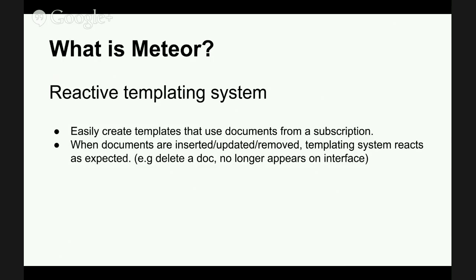So if you, in your collection, delete a document that's within that collection, then the templating system will automatically recalculate itself without you having to do anything from the code perspective or from the user perspective, meaning you don't have to refresh the page, and as a developer you don't have to say, okay, delete this piece of DOM and recalculate it and reinsert it. It does that for you.